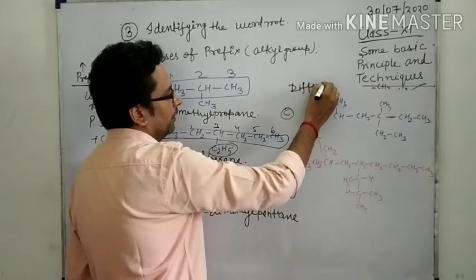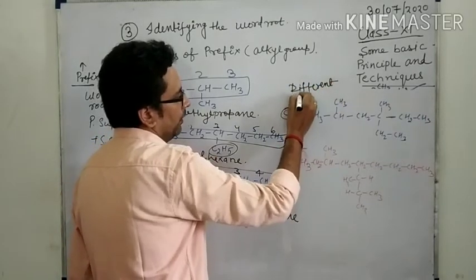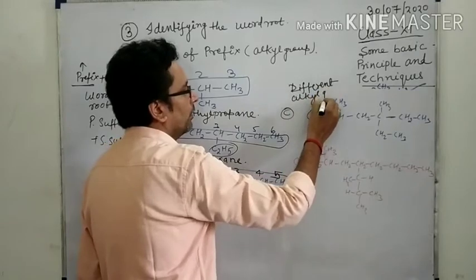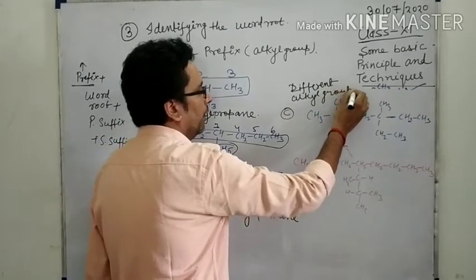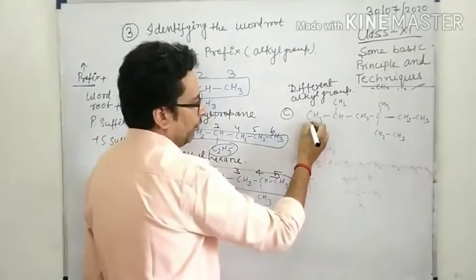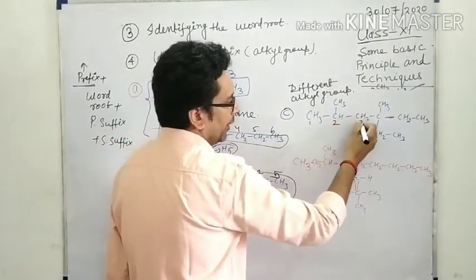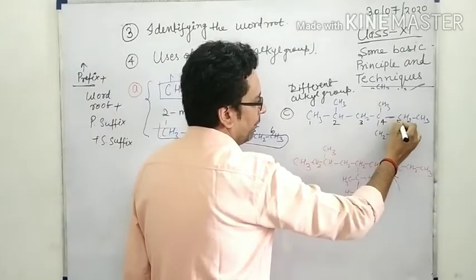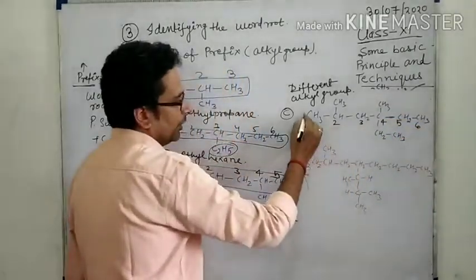Different alkyl groups are present. Okay, so look here. 1, 2, 3, 4, 5, 6. This is the longest carbon chain.